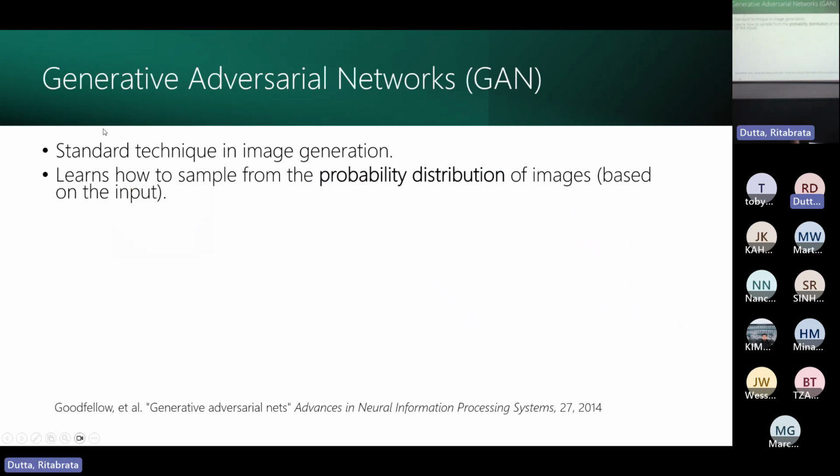So yeah, as I said, when we're using a GAN, a generative adversarial network, it's very well used in image generation. And as Sebastian said, it's an implicit model in that it learns a way to sample from the probability distribution of images based on the input, in this case being the original forecast, the land-sea mask and the orography.